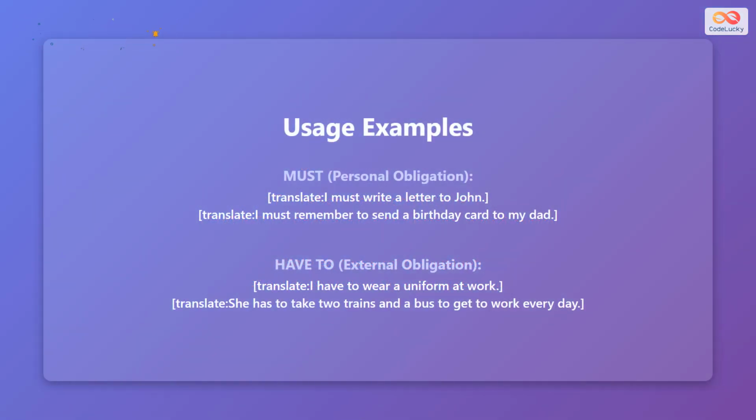When you say, "I must write a letter," it means you decided it is necessary. When you say, "I have to write a letter," it means someone else told you to do it. Another example is, "I must lose weight because you want to," but "I have to pay my rent because it is a rule or law."